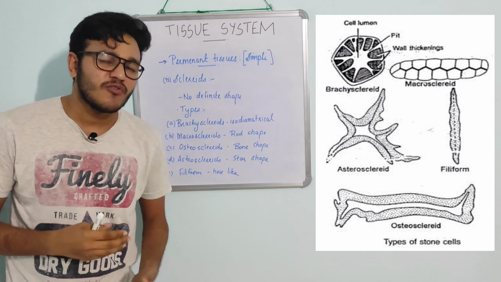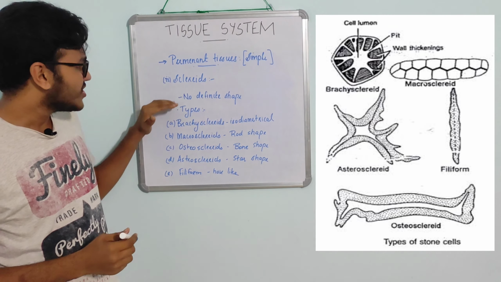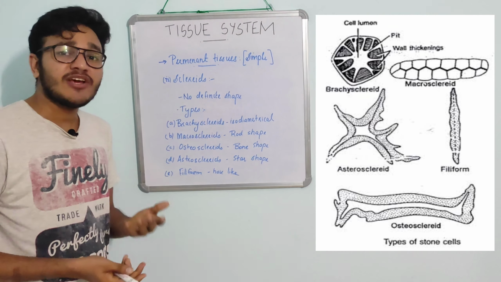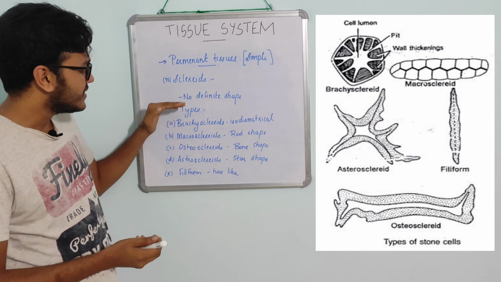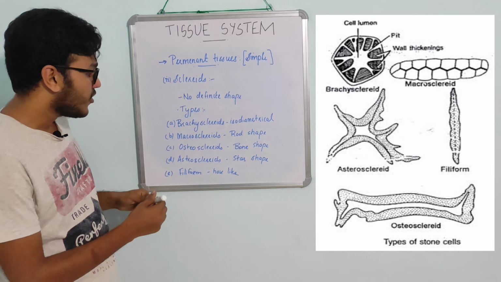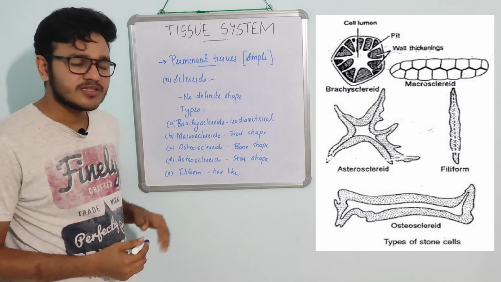Now, we have mentioned about fibers, it has a tapering end and a narrow lumen, so a different shape is there. But in the case of sclereids, they do not have a particular shape, but a variety of shapes are seen. Accordingly, it is divided into these 5 types. Actually, some importance should be given to the first 4 types, but we can learn the last one also, that is the filiform type.